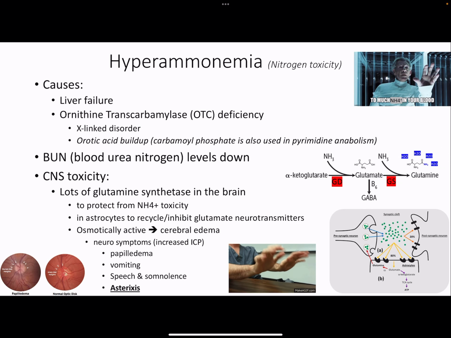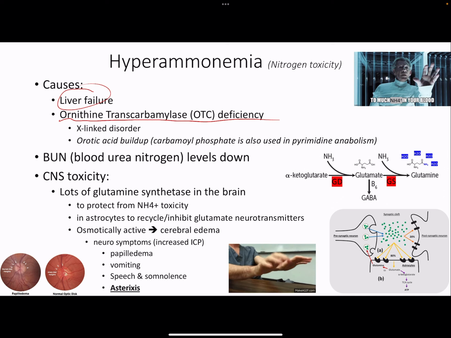So what happens if we have too much nitrogen, too much ammonia? How can it be caused? Liver failure, by far, is the most common cause. If you drink too much, if you have hepatitis, if you have fatty liver disease, these things can affect hepatic function, and you can't do the urea cycle as well, and ammonium will build up. That's probably the main way.